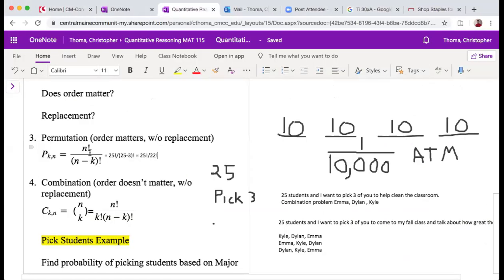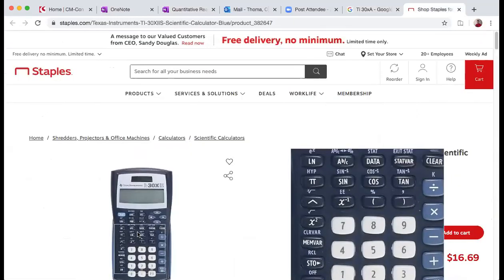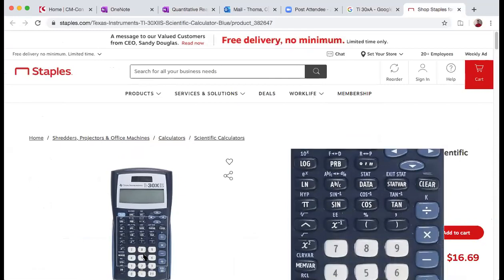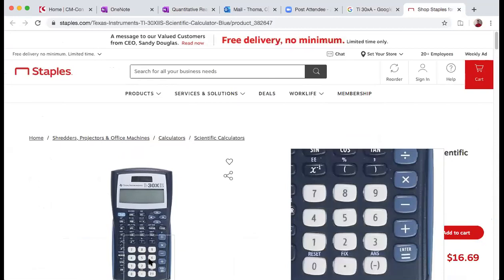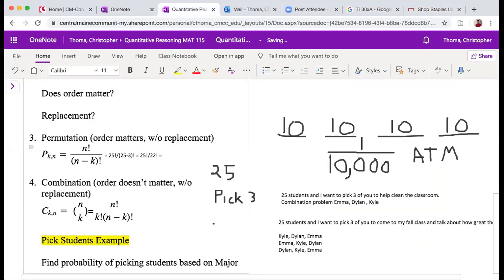You always put the n in first. So go back to your calculator and type in 25. Then hit the probability key. Then pick the one that says nPr. Hit enter. And then put in the 3. And then hit enter again. And what do you get? 13,800. How much? 13,800 different ways.